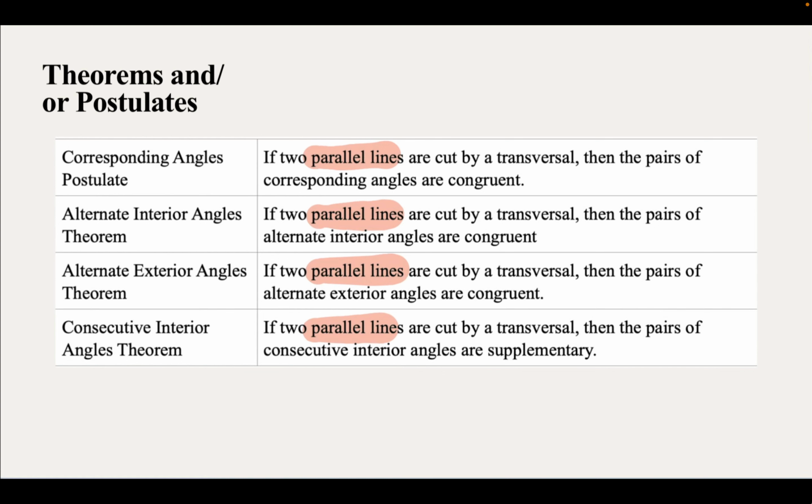Now, it turns out you're only going to have one of two relationships. For the first three types of angles, corresponding, alternate interior, alternate exterior, those angle pairs will always be congruent if the lines are parallel. Consecutive interior angles, these will always be supplementary. Now remember, this is specific to parallel lines. If the lines are not parallel, these theorems do not apply.